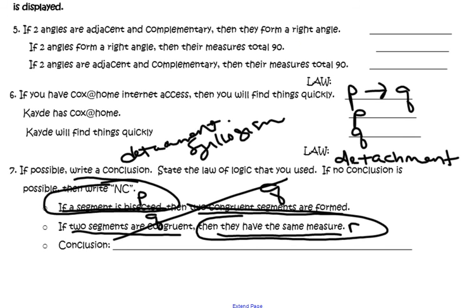So if a segment is bisected, then they have the same measure. So we're going to say the two segments have the same measure because we need to refer to what they are. Otherwise, the sentence doesn't make sense. So they, being congruent segments, or the segments, have the same measure.